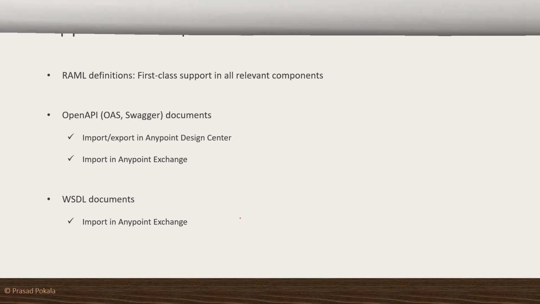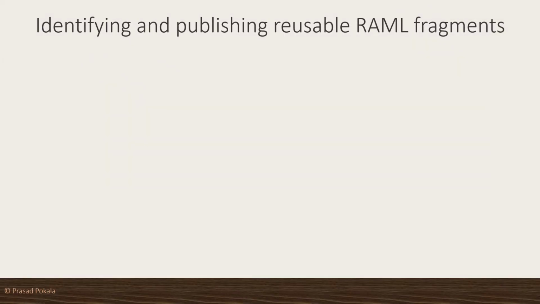Now, let us understand identifying and publishing reusable RAML fragments. It is not only entire APIs that can be reused in an application network. If an API specification is defined in RAML, then it is likely that it makes use of concepts that are reusable in other contexts. These reusable parts of a RAML definition are called RAML fragments. We already saw this definition before, right? So what are the RAML fragments? They are small pieces of the RAML, correct?